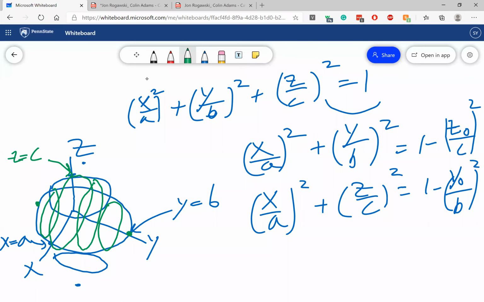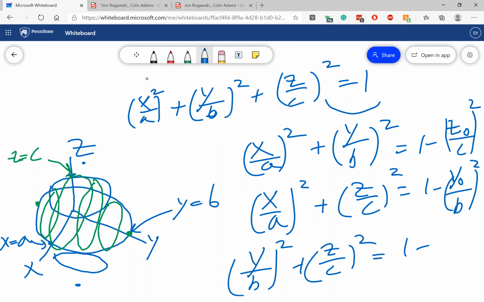Okay, and then the same exact thing happens in the x direction. If we did this in the x direction, we would get y over b squared plus z over c squared is equal to 1 minus x0 over a squared. Okay, so now we would have the exact same thing as before, but now we're in the yz plane, so this is yz. So now we're having ellipses going like this.